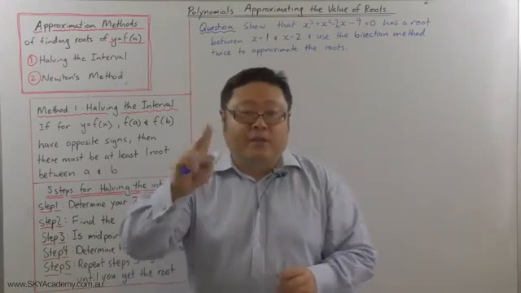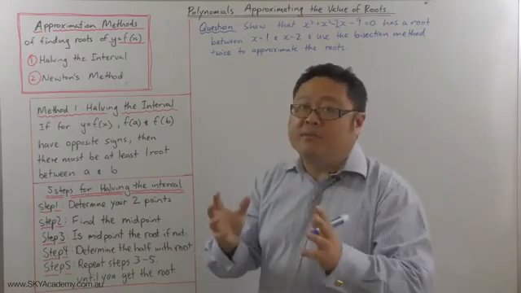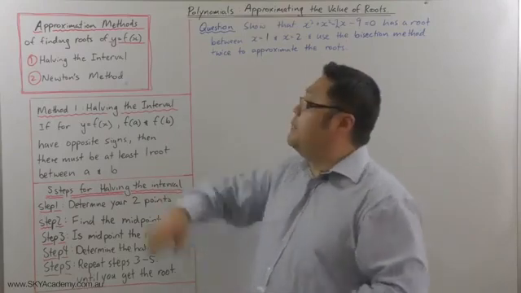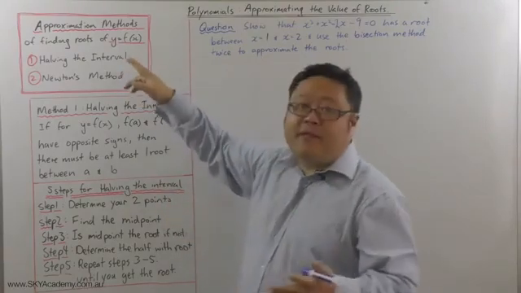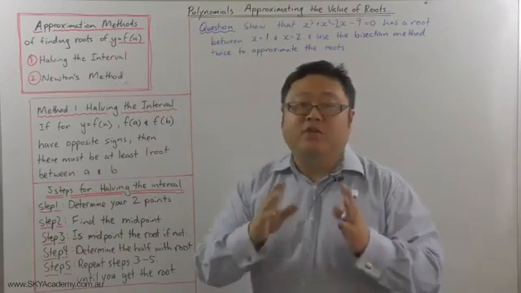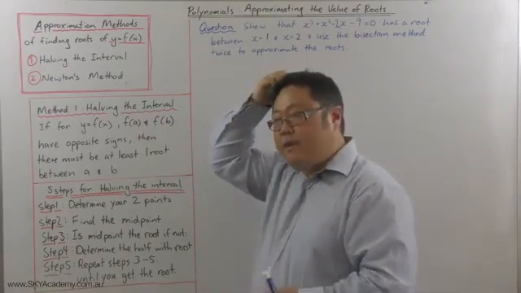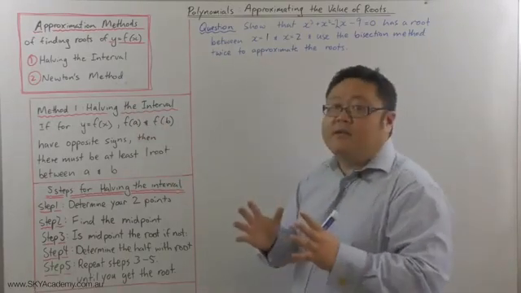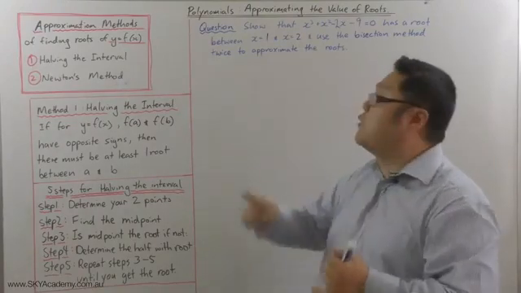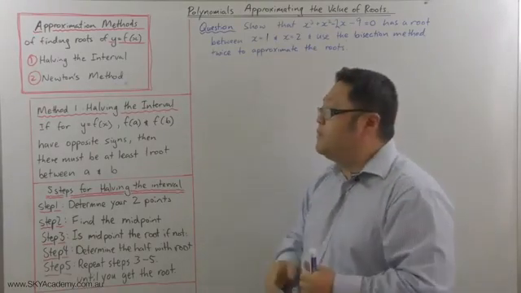We're going to launch straight into the first of the two methods which I talked about. Remember how I said that when we're approximating the root of a polynomial or of a function, we basically have two methods of doing that. The first method is halving the interval. The second method is Newton's method. We're actually going to use the halving the interval method, which is often known as the bisection method, and the question that we're going to look at calls it the bisection method.